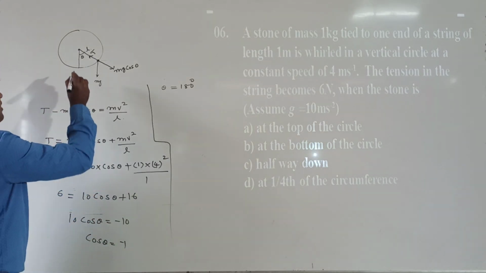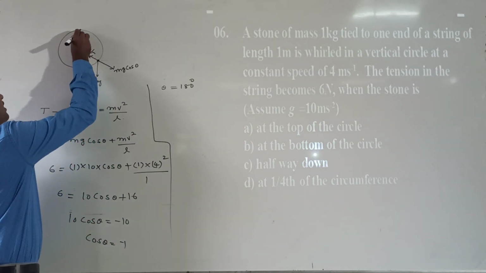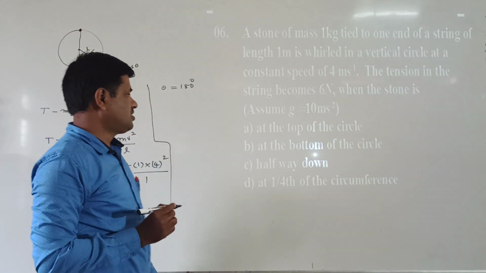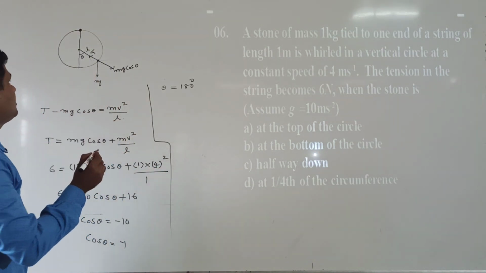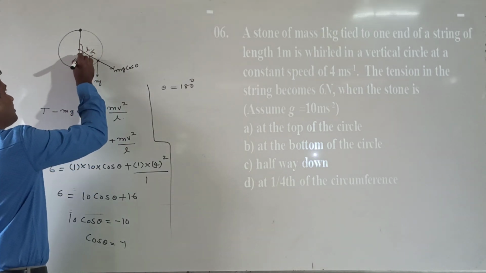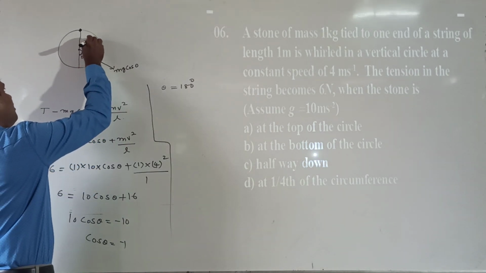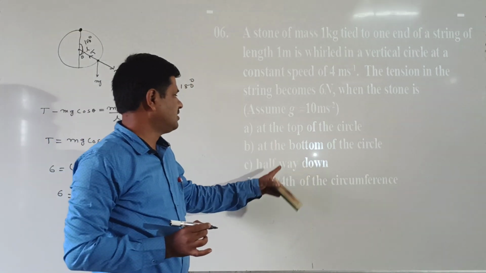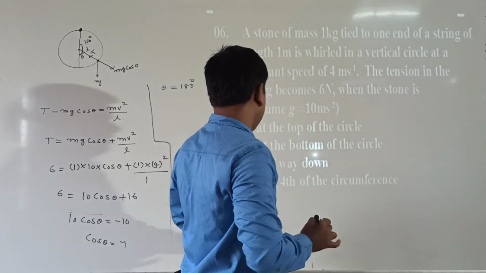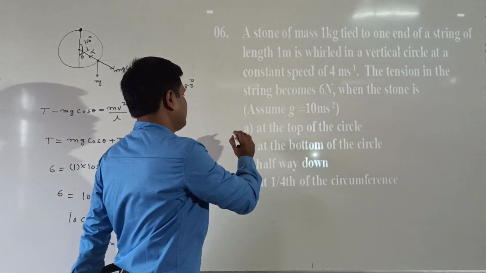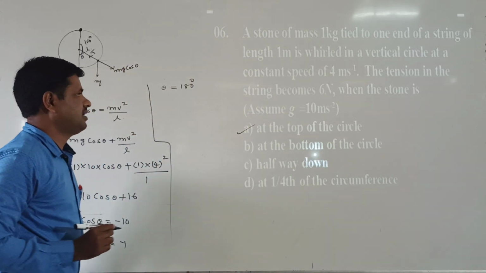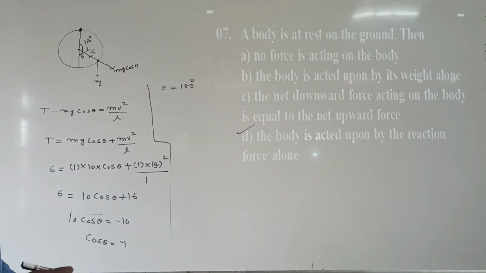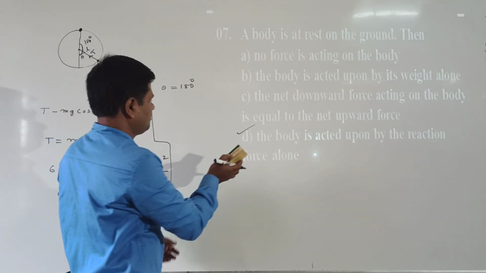Theta is equal to 180 degrees means this is the position of the stone. That is, with the theta value taken as 180 degrees, this is the position, which is at the top of the circle. It is not at the bottom of the circle, it is at the top of the circle. Which option is correct here? A option is correct. Next we come to the 7th question.